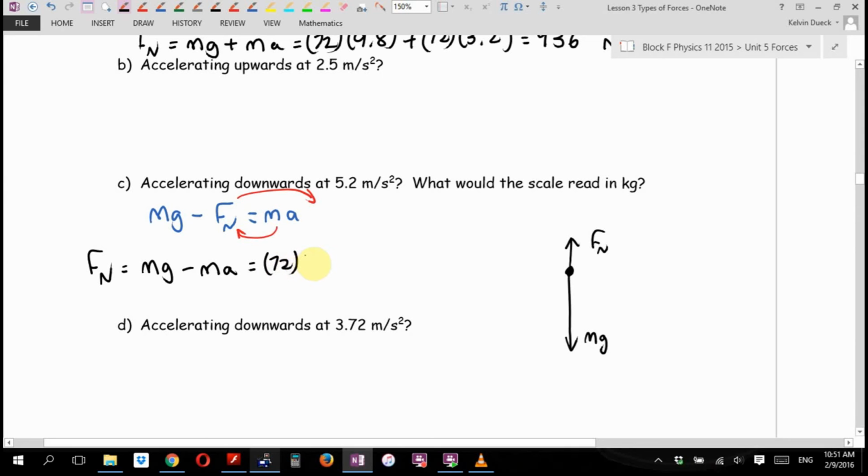What's G? Yep. Do we need to put the negative in? No, we took care of that with the arrow. Yes. Minus, what's the mass? What's A? No. Yes. Folks, can you crunch that? What do you get for the normal force?